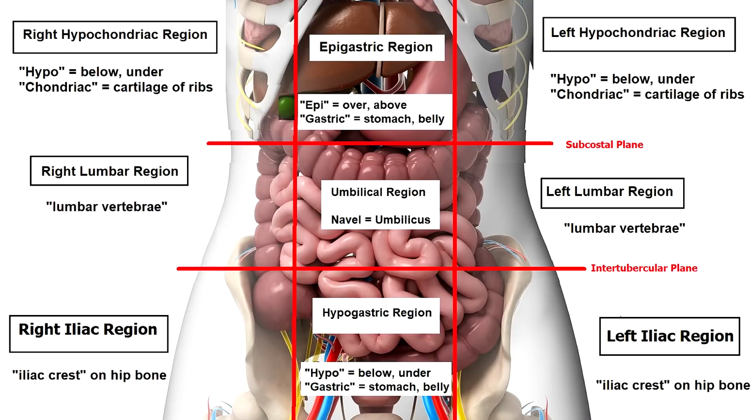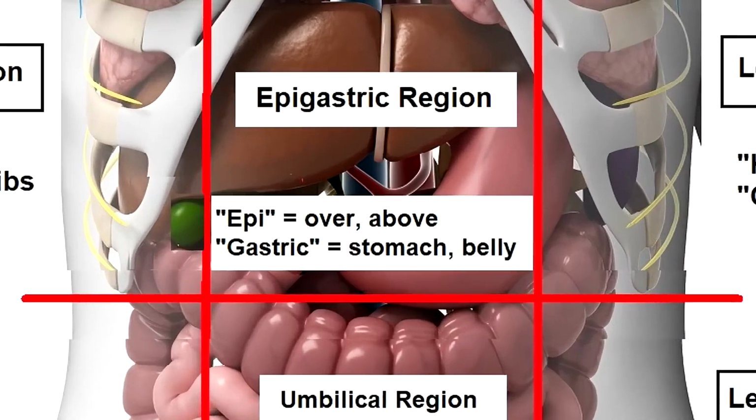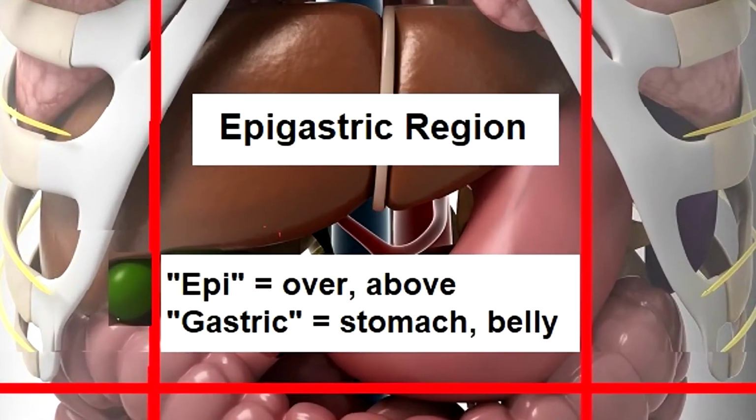And unlike the regions on the side, these center column regions are named after their location relative to the stomach, not the bones. So first we have the epigastric region, and the prefix epi means above or over, and gastric means stomach or belly. Therefore, when you put the name together, this is the region over and above the belly.